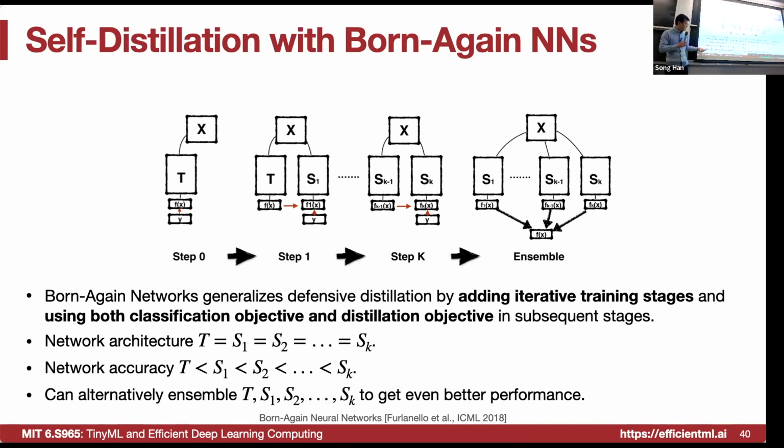So that's why we are here saying we can alternatively ensemble them, or we can just use this SK individually to perform the inference. What's the intuition behind why it's improving in each iteration? Isn't it like the student is actually sort of being pressured to look more like the teacher, to be more accurate?